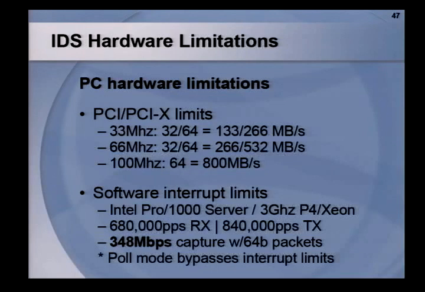And a lot of people selling these IDS and IPS appliances don't have hardware that can do that. If you're trying to capture 64-byte packets, each one of those triggers an interrupt, and the maximum megabits per second you can capture at 64-byte packets is 348 megabits. That's just the numbers. If you say you can do more than that, you're lying at 64-byte packets.